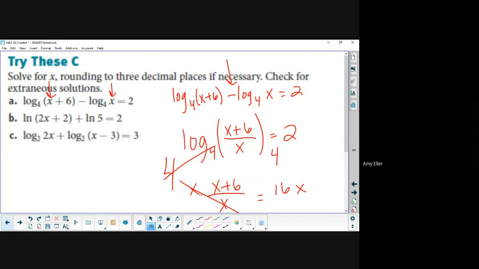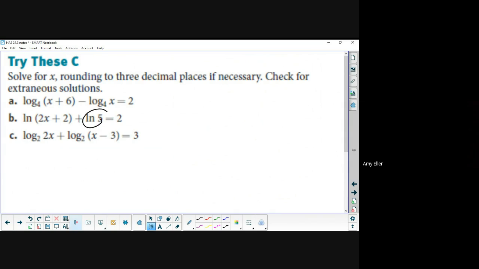All right, anybody need me to look at their calculator for A? All right, for B, is it a good idea to move this log over? No. Not if there's a number there. Can I combine this log and this log? How do I combine it? Multiplying. So ln 2x plus 2 times 5.